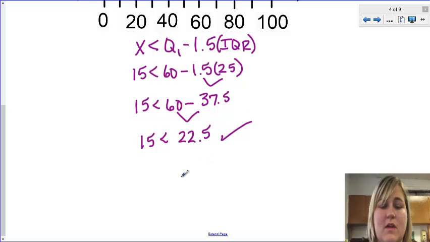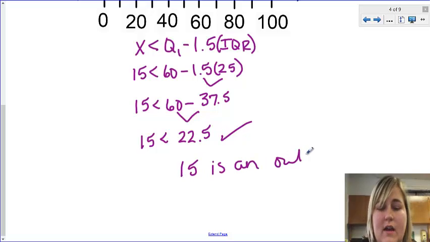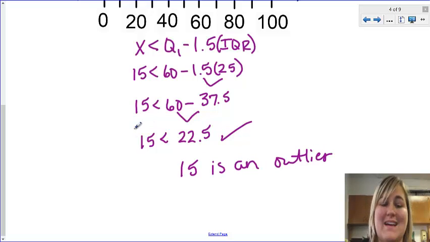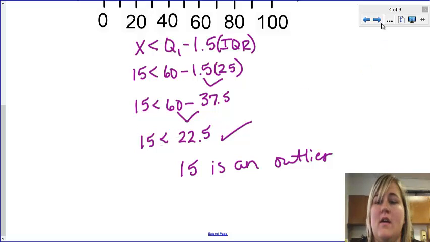Yes, it is. That means that 15 is an outlier. Because this is true, it works. If this had been 23, 23 is not less than 22.5, so it would not be an outlier. But because it's true, it is an outlier.